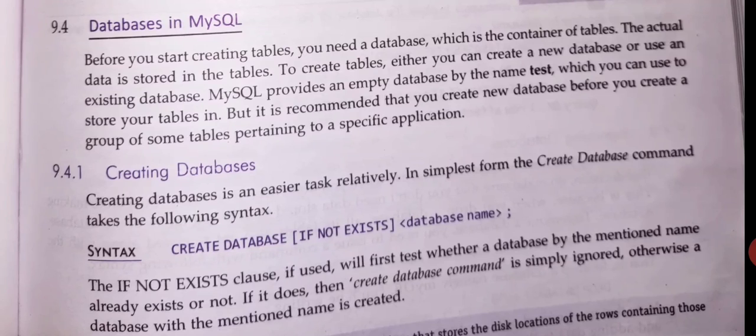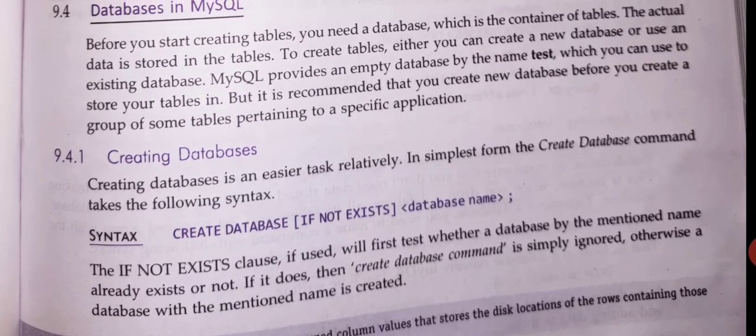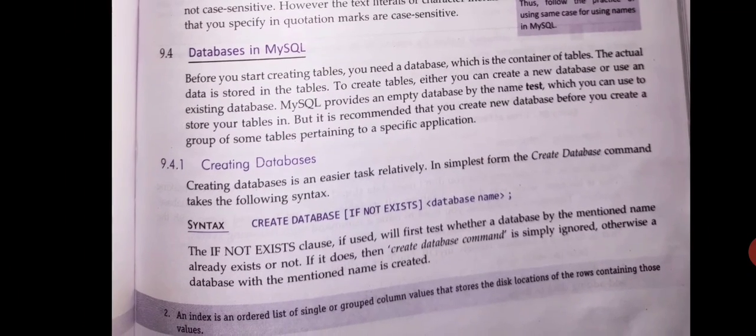If the 'if not exists' clause is used, it will first test whether a database by the mentioned name already exists or not. If it does, then the create database command is simply ignored; otherwise a database with the mentioned name is created. So if not exists, then it will create a new database. This clause is optional. So you can simply write create database, then the name of the database, suppose commerce or class 11 IP, and after that a semicolon.